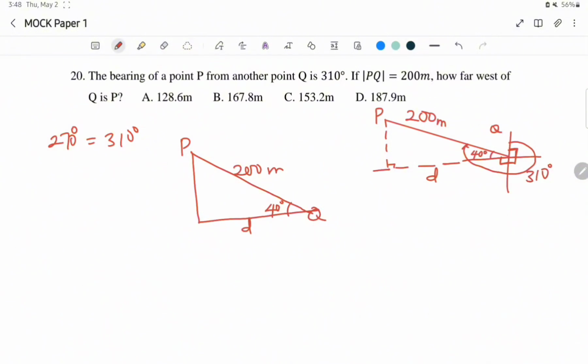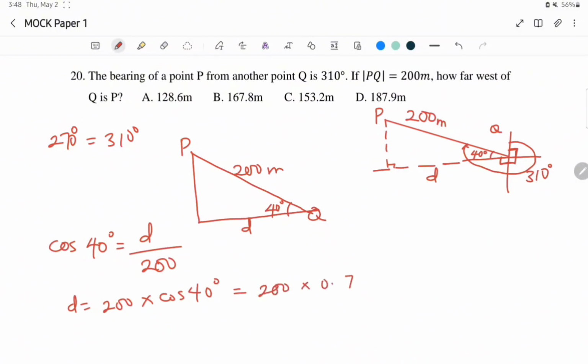Now, we are going to use the trig ratio cos because we have the hypotenuse and the adjacent side. So that means cos 40 degrees equals adjacent, which is D, over hypotenuse, which is 200. That means D equals 200 multiplied by cos 40 degrees, which is equivalent to 200 multiplied by 0.7660, and that will give us 153.2 meters. So the answer is option C.